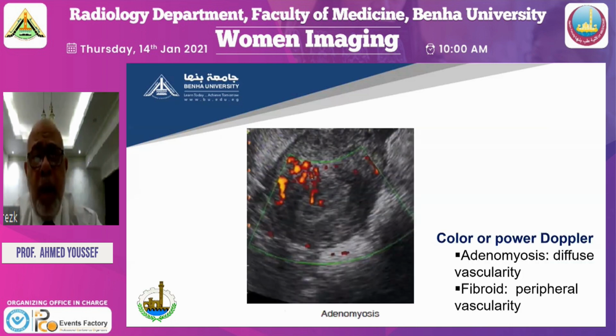And if we apply Doppler ultrasound for the adenomyosis, we can differentiate it, especially the localized adenomyosis, from the fibroid, because the fibroid takes its blood supply from the periphery. So in fibroid, I will find all the vasculature mostly at the periphery. But in adenomyosis, there is a diffuse vascularity all over the lesion.